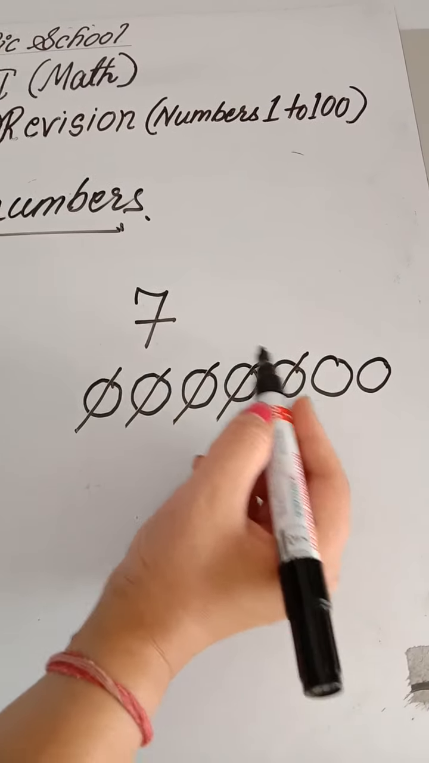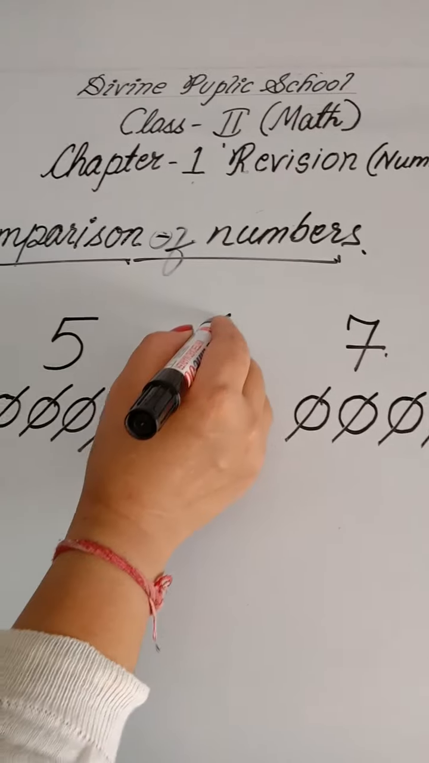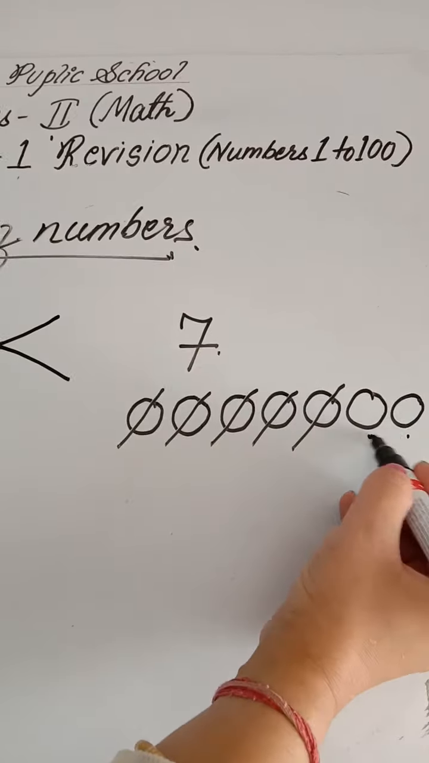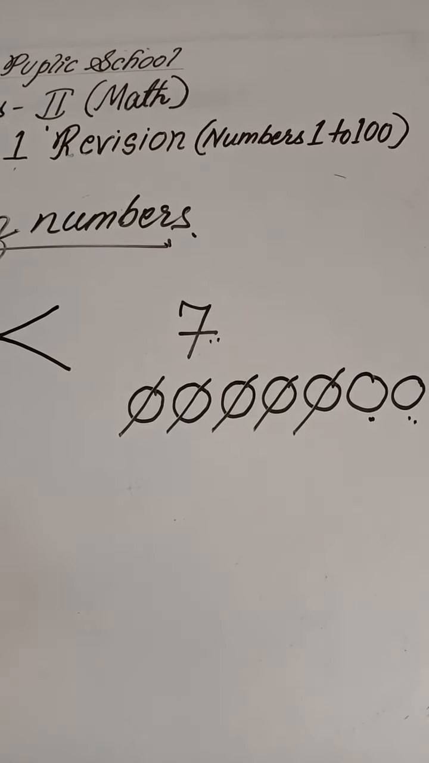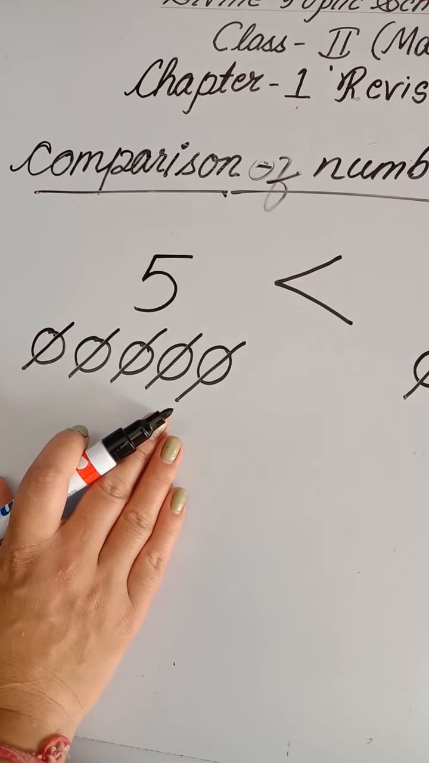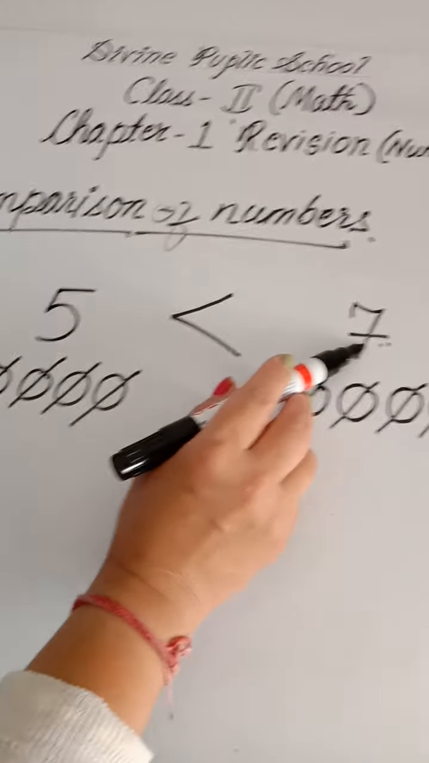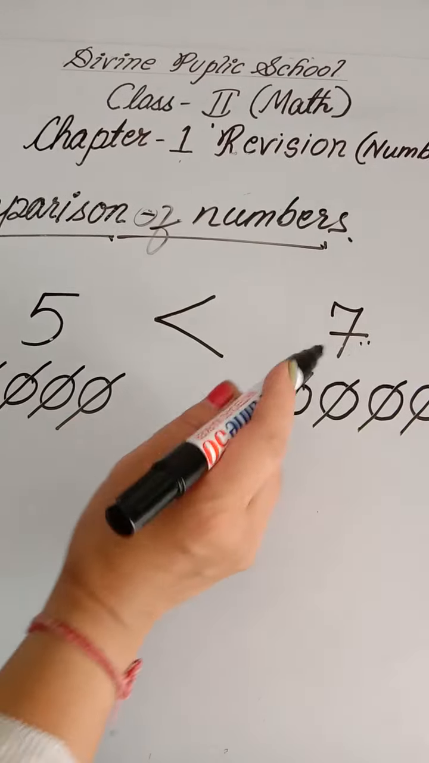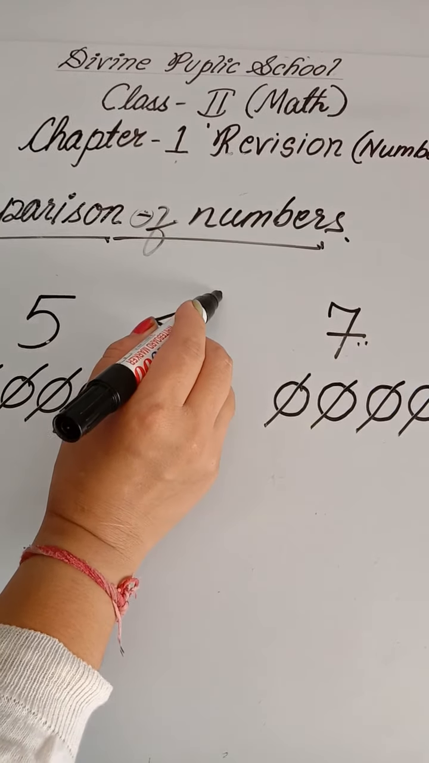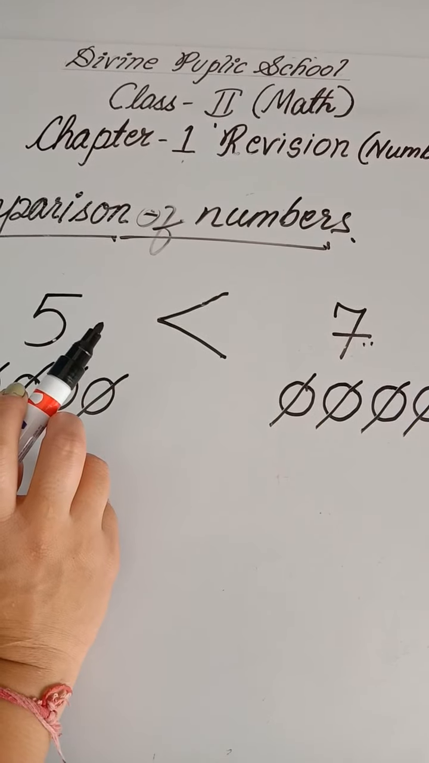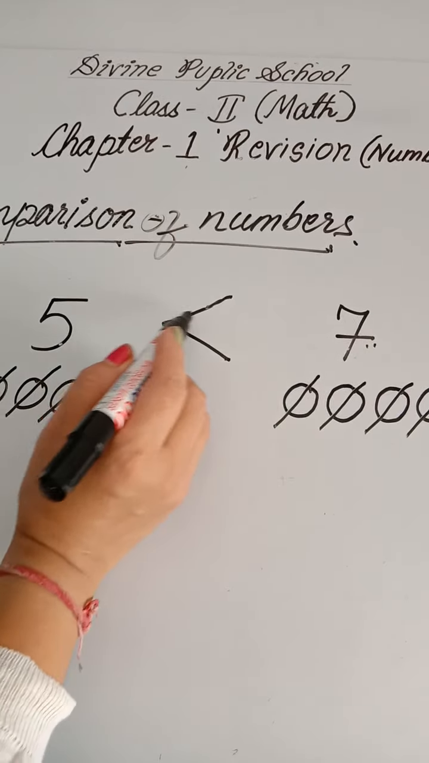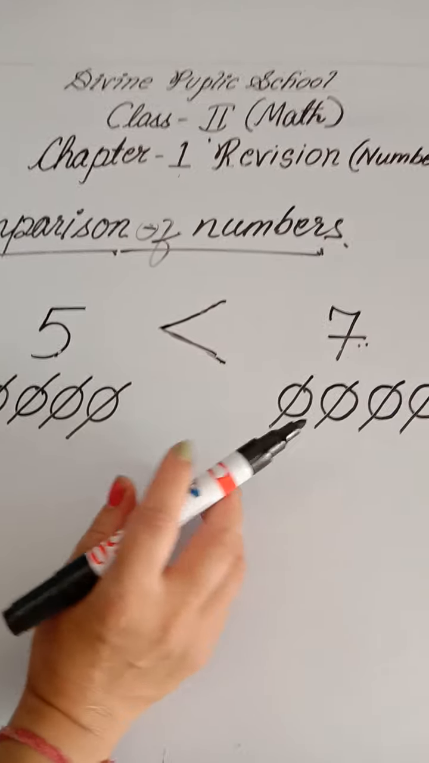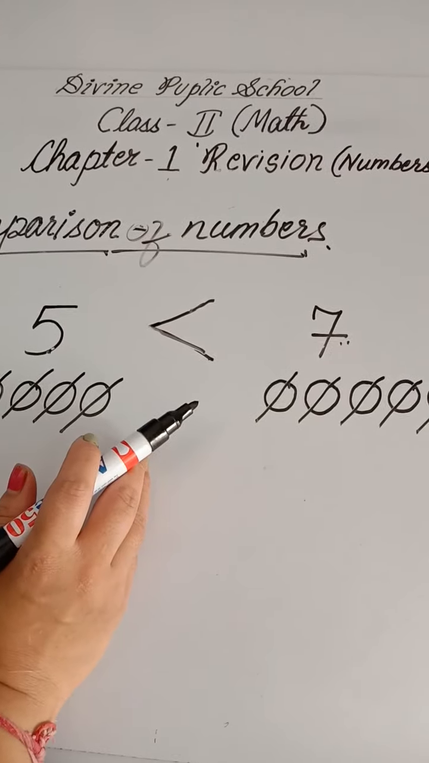Right? That means this number is bigger than this number. Okay. Because 2 circles are left in 7, whereas there are no circles left in 5. That means 7 is bigger than 5. Right? One thing you have to remember, that bigger number always opens its mouth. Okay. Right? Your arrow should be towards the smaller number. Got it? So this is the way how you have to compare the numbers.